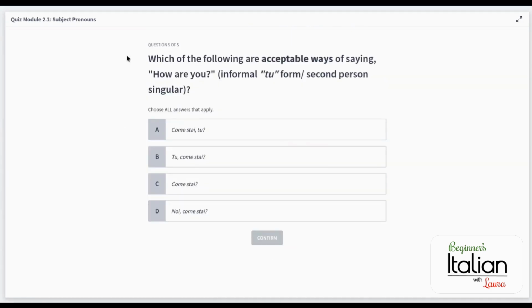Okay, and number 5. Which of the following are acceptable ways of saying "how are you" in the informal tu form, or second person singular? Choose all answers that apply. A, come stai tu? B, tu come stai? C, come stai? Or D, noi come stai?